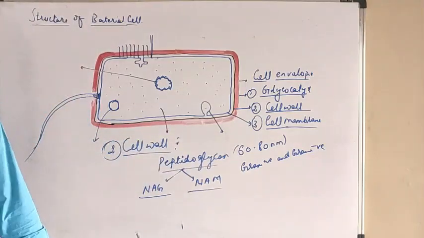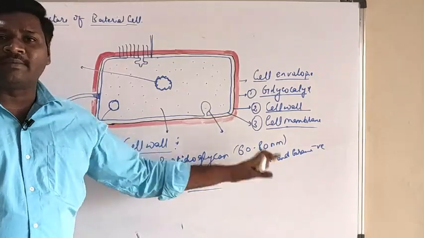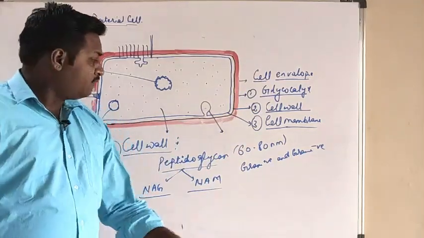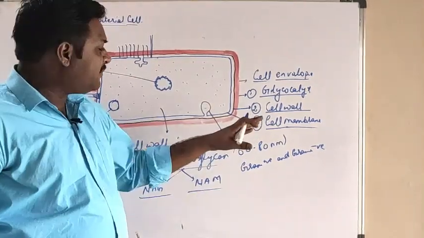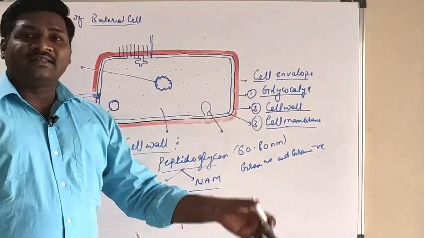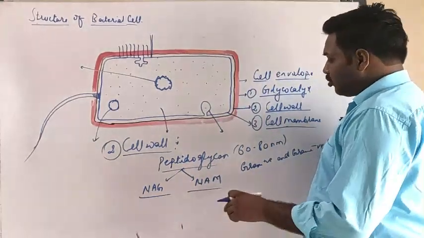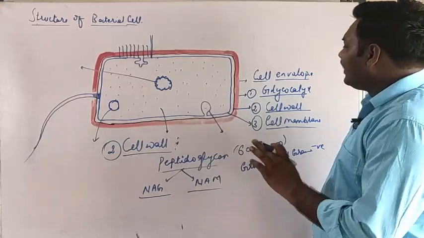the peptidoglycan. If the peptidoglycan layer is thick, then it is the gram positive bacteria because it will absorb the crystal violet stain, and if the bacterial cell wall consists of less peptidoglycan, that means it is the gram negative bacteria because it will not retain the crystal violet stain and will absorb another stain, right? So that is how we can differentiate the cell wall of the bacteria.